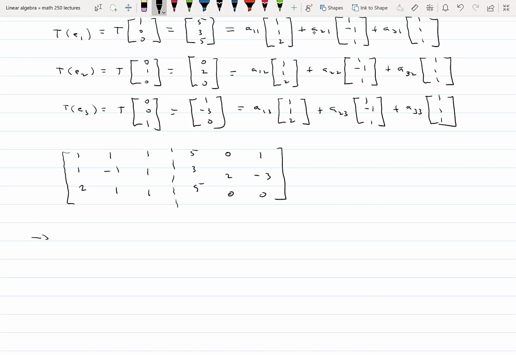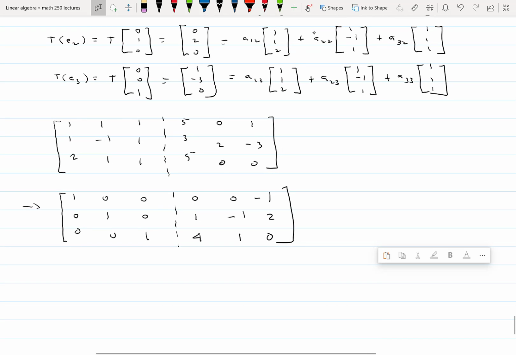I found the RREF. 1, 0, 0, 0, 1, 0, 0, 0, 1. And it was column-wise 0, 0, -1, 1, -1, and 2, and 4, 1, and 0.